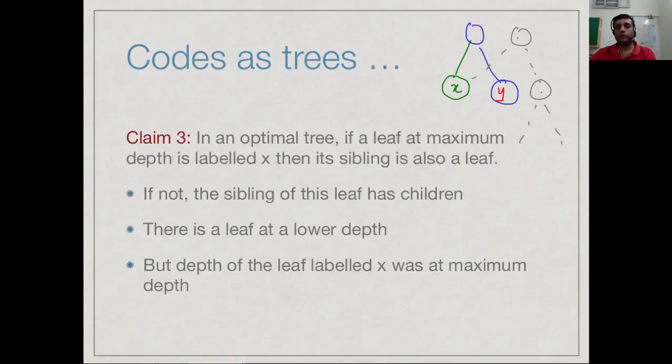The claim is that if it is not a leaf, then it must have children. So then there are leaves here which are at a lower level than X, but X is assumed to be a maximum depth leaf. So a maximum depth leaf cannot have a sibling which is not a leaf because its sibling would then have children which have a higher depth. So therefore, if I have a maximum depth leaf in my optimal tree, then it will occur as a pair with another maximum depth leaf.